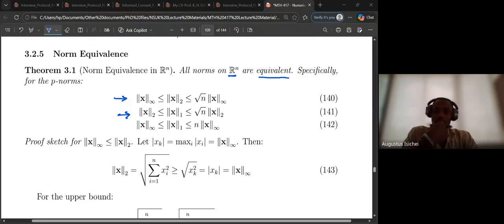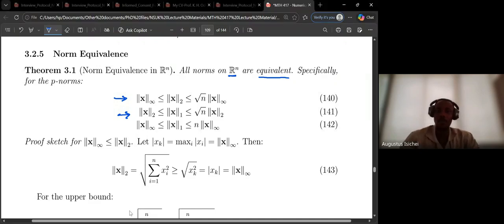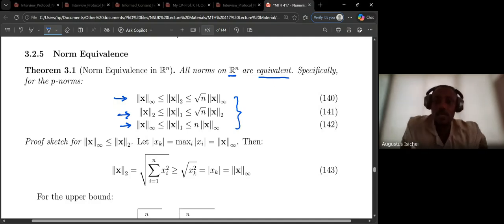So we're looking at equivalence, right? The second equivalence we're looking at: the norm of x, that is the Euclidean norm, is less than or equal to the L1 norm, and that's less than or equal to the square root of n times the L2 norm. Check these relationships, and please take note of them, very important. Then the third line says the infinity norm is less than or equal to the 1-norm, and that is less than or equal to n times the infinity norm.